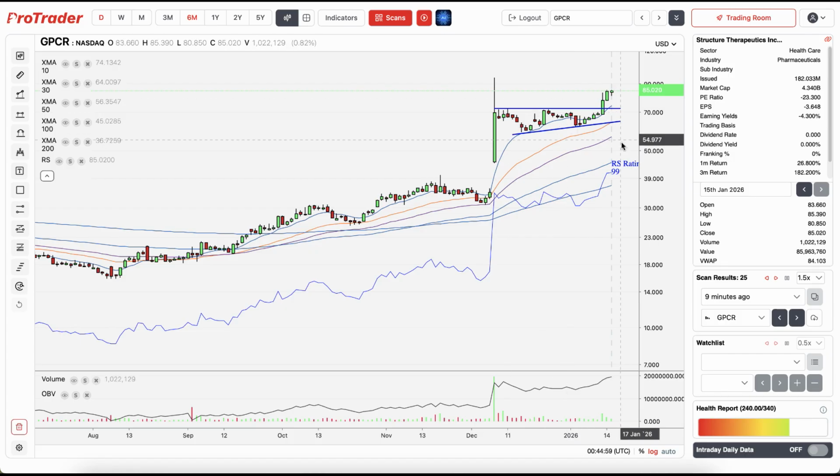So it's a great example, and then it forms a little centered triangle, and it's broken out of that. And this scan will find these setups just all day long, every week, every month. It really is one of our best scans.